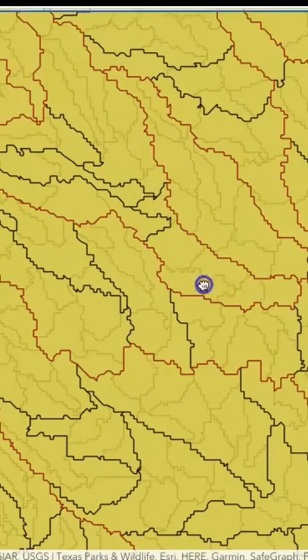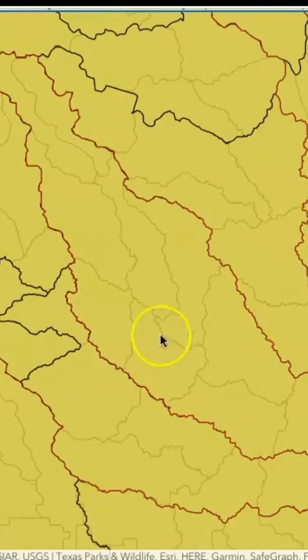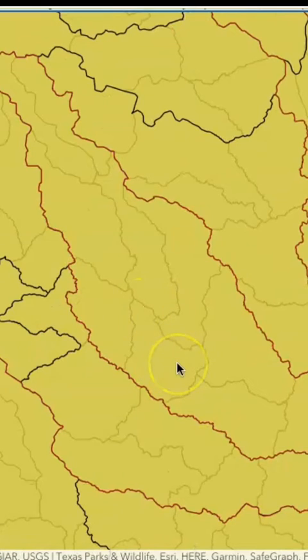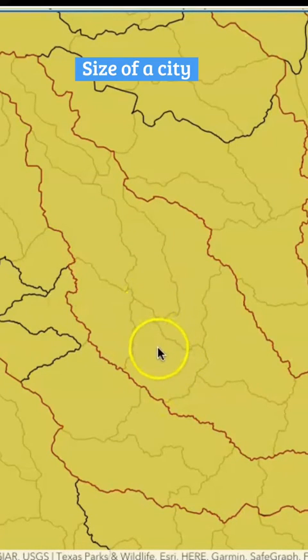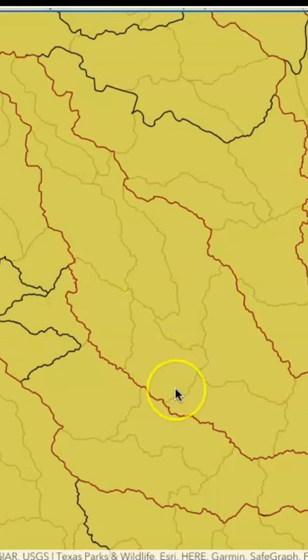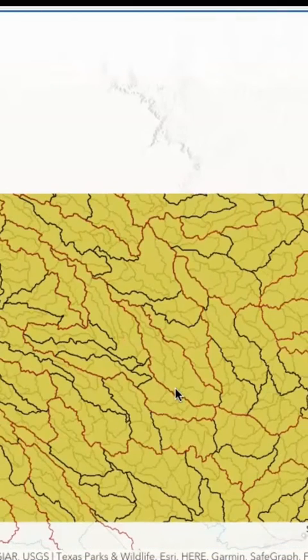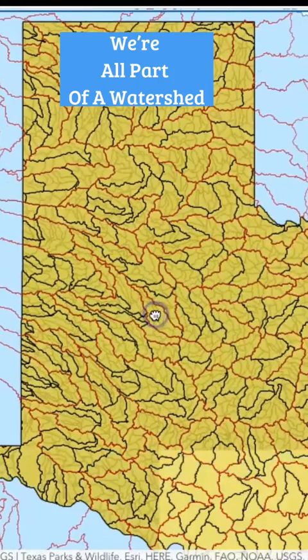And if you look at how small a HUC 12 looks on this map, when you zoom in, you could actually see that these are about the size of a whole city. So even though they're the smallest of the watershed catchments, they're still pretty large. So to answer the question of whether you're part of a watershed, yes, we are all part of a watershed.